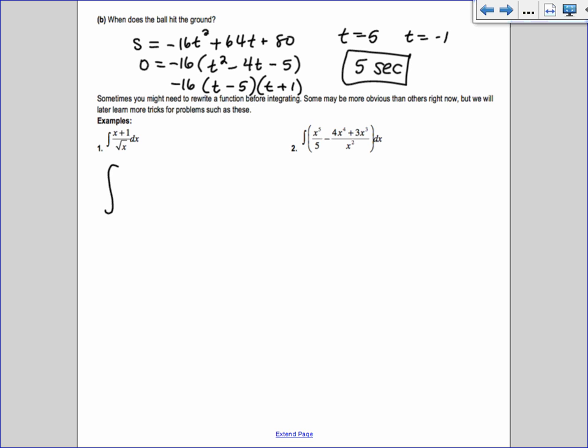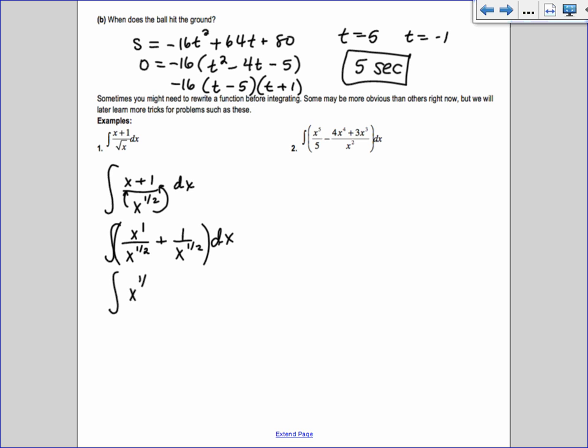All right, so in this, what I'm going to do is rewrite. I'm going to have x plus 1 over x to the 1/2. And I'm going to take that x to the 1/2 into both pieces. So I'm going to have x divided by x to the 1/2 plus 1 over x to the 1/2. So I can subtract my powers. So I'm integrating x to the 1/2 plus x to the negative 1/2. Much easier this way, right?